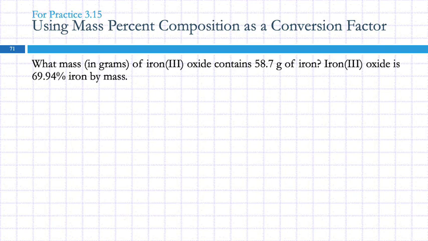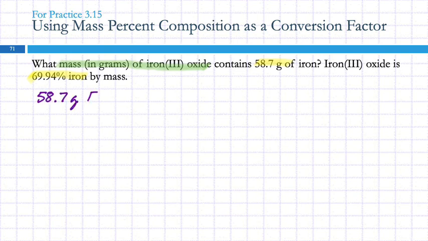So what mass in grams of iron 3 oxide contains 58.7 grams of iron? Iron 3 oxide is 69.94% iron by mass. So we are given the percent by mass and a mass of iron. And we want to find the mass in grams of this compound. So if we're just thinking about this as dimensional analysis, which we certainly can, we're going to write down our numbers.